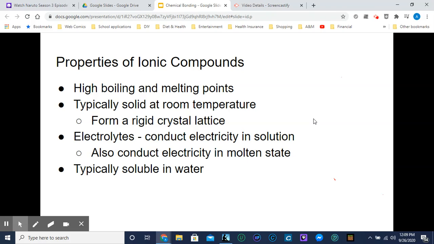And then ionic compounds are also not very good conductors of heat, but they are very good conductors of electricity. They can conduct electricity also in a molten state. So if you can melt one into liquid form, it will also conduct electricity there.